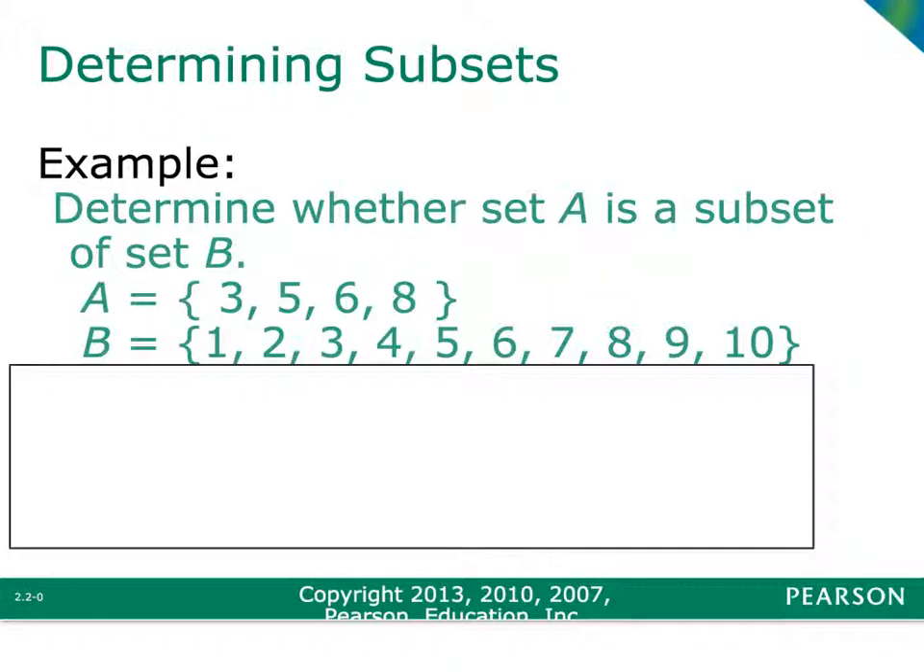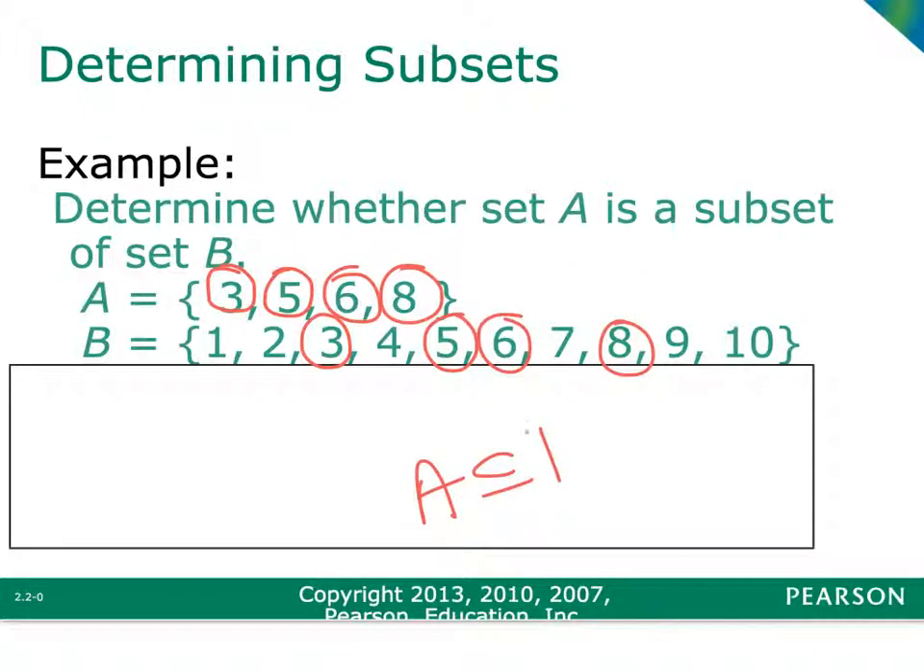Okay, so let's do another example. Determine whether A is a subset of B. A is the set 3, 5, 6, 8. So all we have to do is look for all the elements of A and see if they exist in B. So there is a number 3 in B. There is a number 5 in B. There is a number 6 in B. And there is a number 8 in B. Therefore, A is a subset of B.